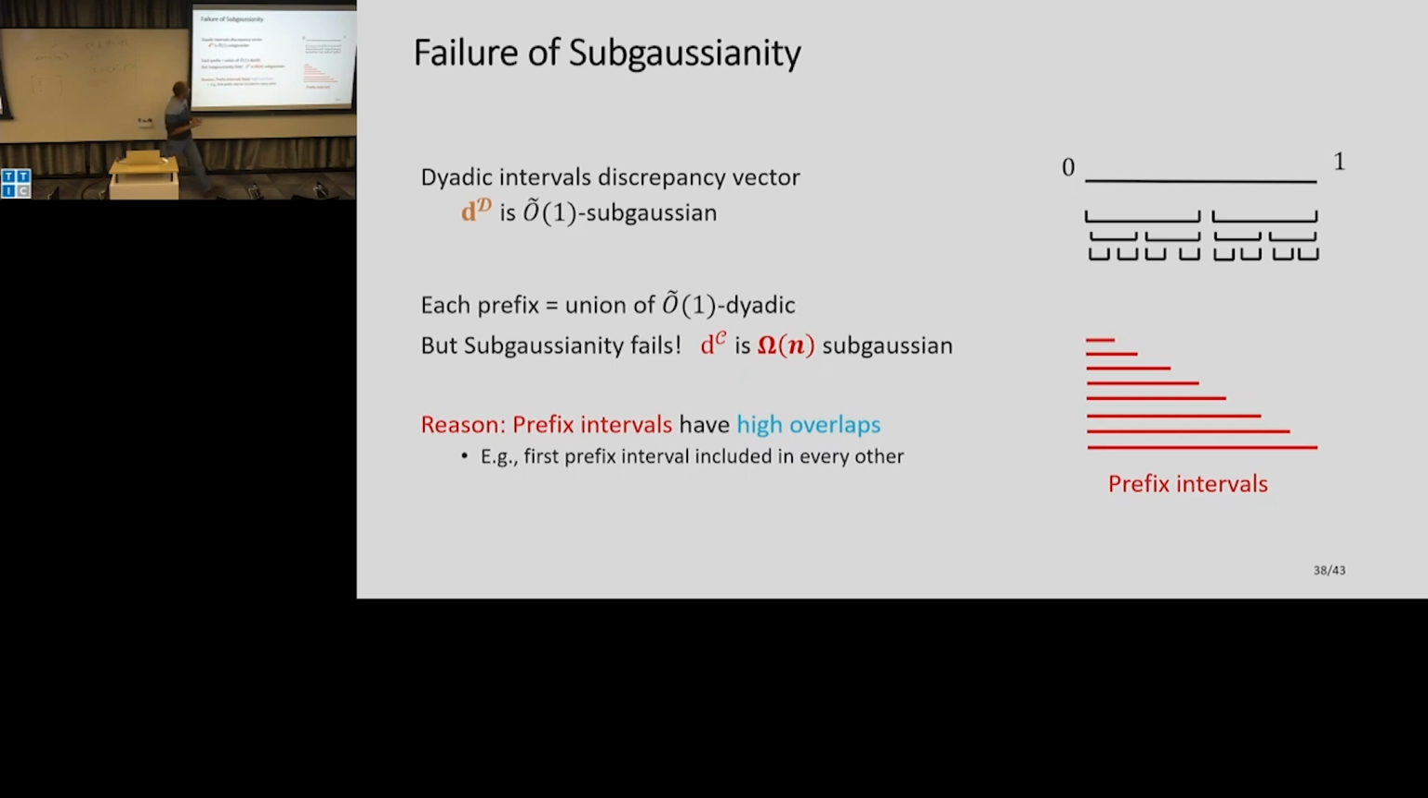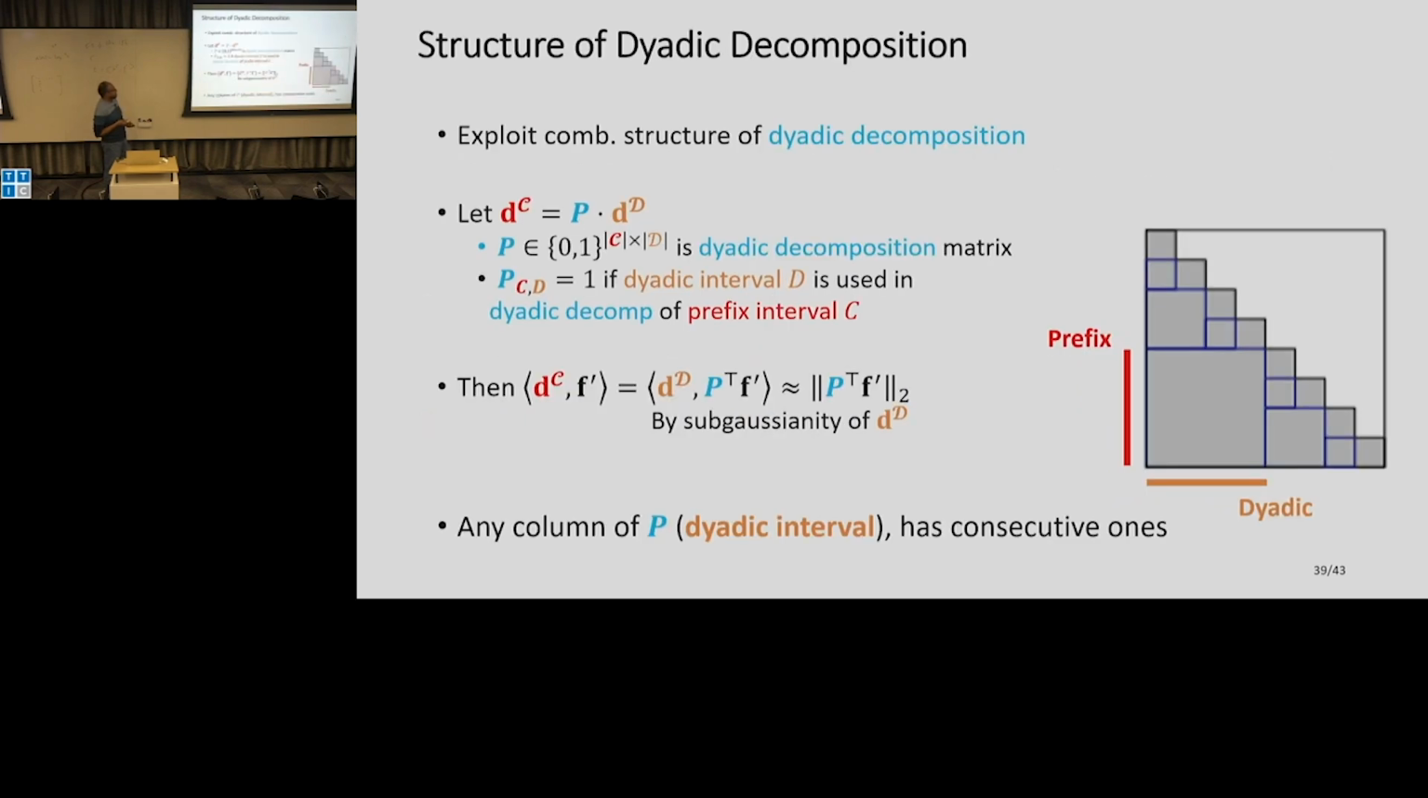The reason is kind of what Avram was saying. Each of these dyadic intervals has some discrepancy, and it's great, each entry is kind of random. But when I combine them to get these prefixes, I get very dependent things, because a point here lies in everything there. You can construct a simple example which shows that this prefix vector can be highly correlated and not sub-Gaussian at all, morally because of these overlaps. So what one can do is exploit the more combinatorial structure of the dyadic decomposition.